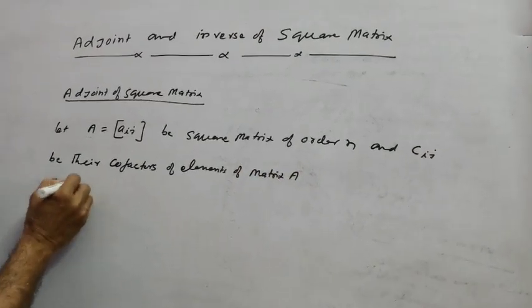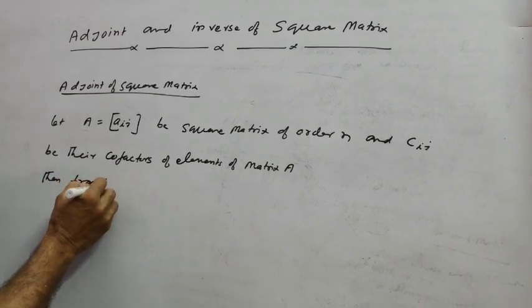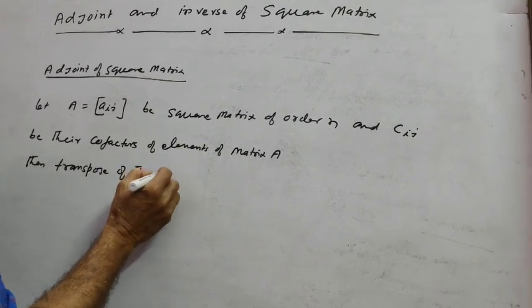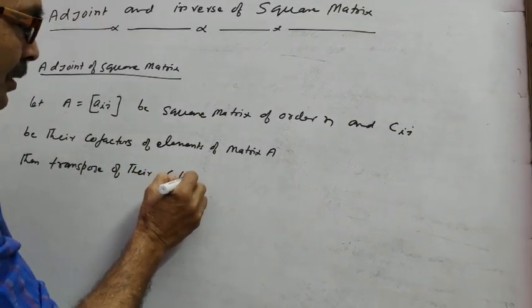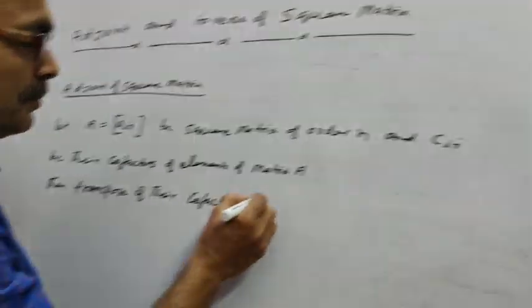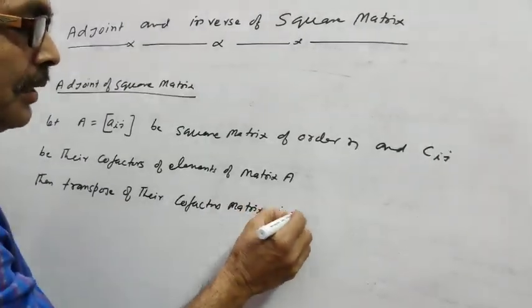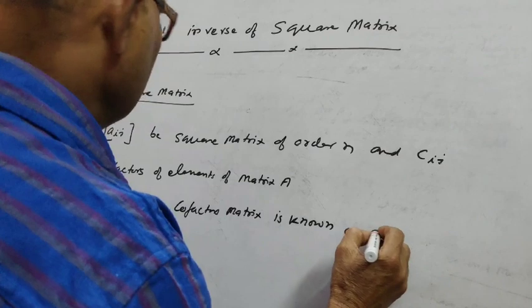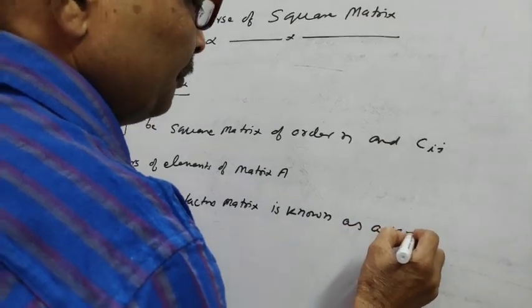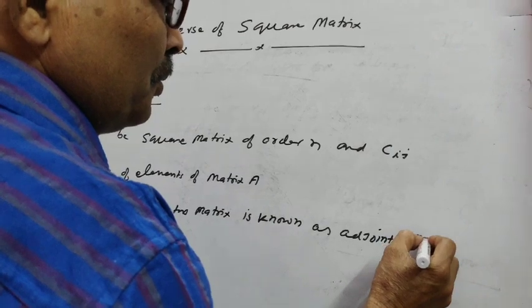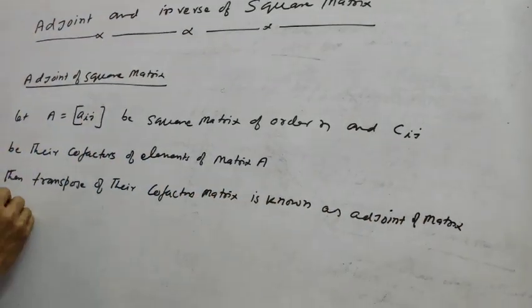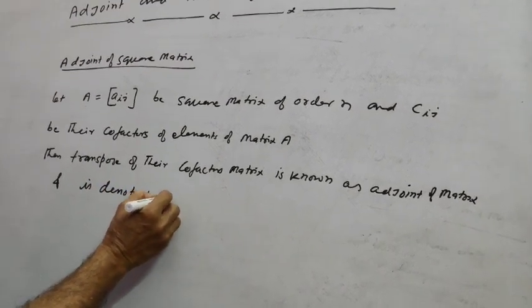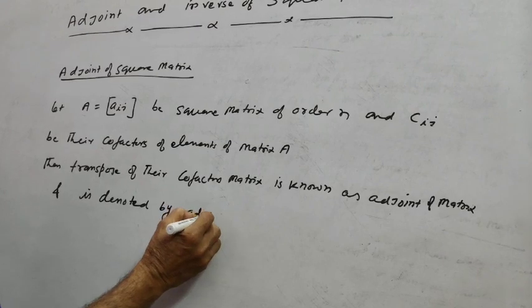Then the transpose of their cofactors matrix is known as the adjoint of the matrix, and is denoted by adjoint A.